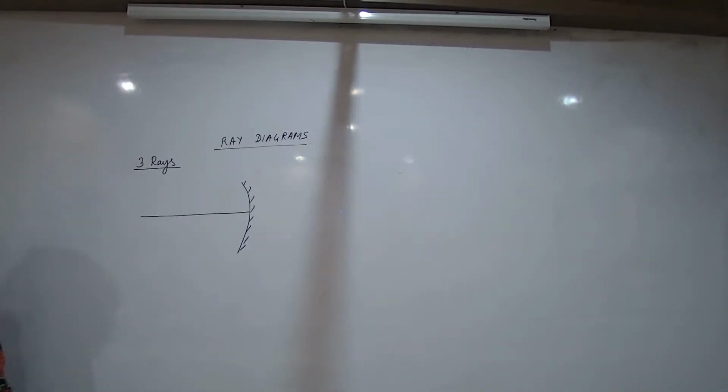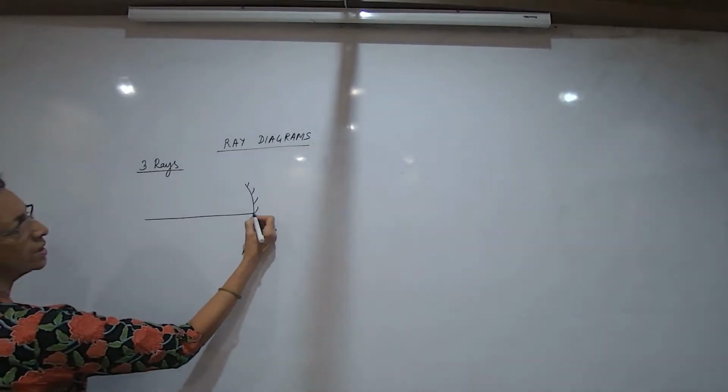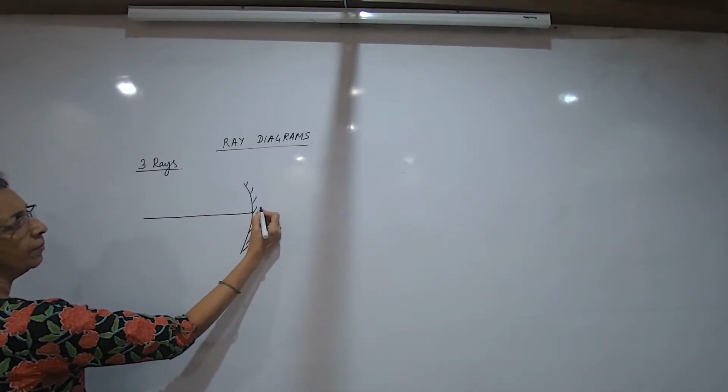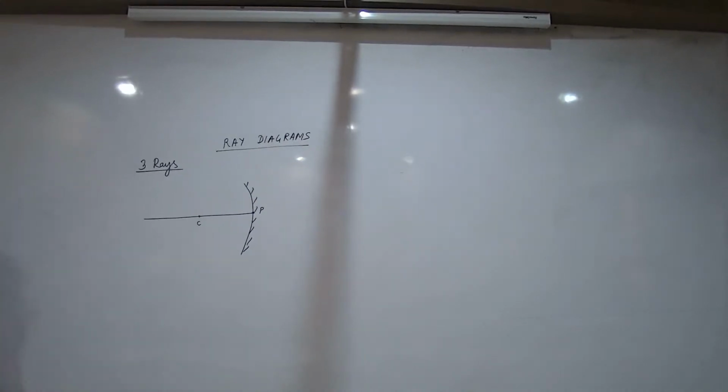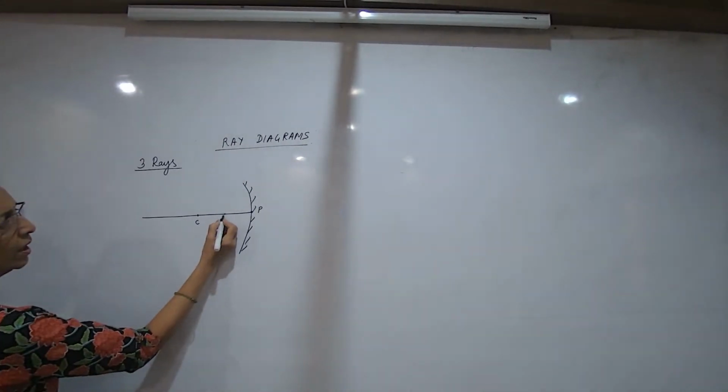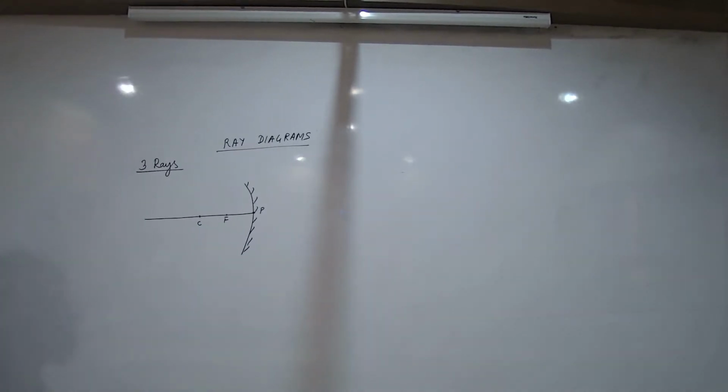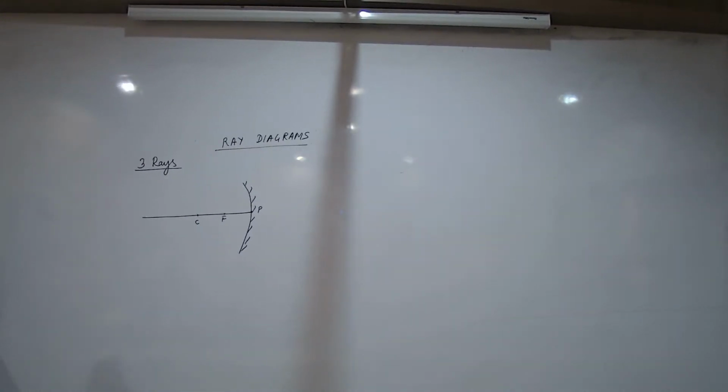The very first diagram. What is this point called? P. This is your C, center. Exactly half of it will be what? Focus, which is going to be a F. We are not talking about focal length, we are talking only about focus.